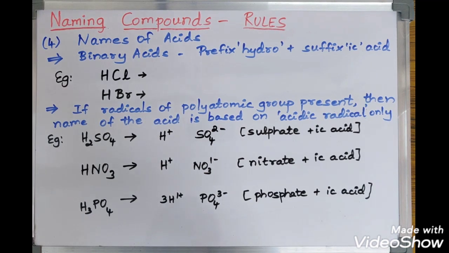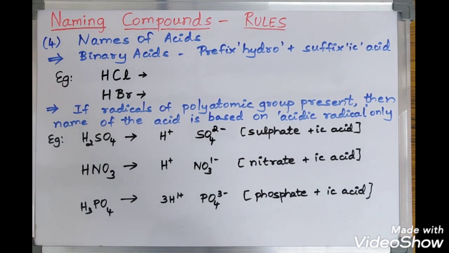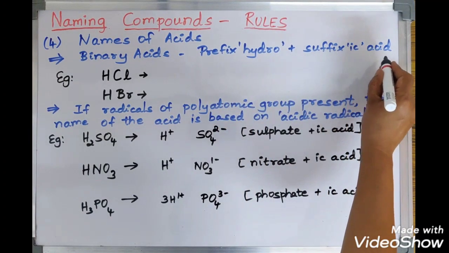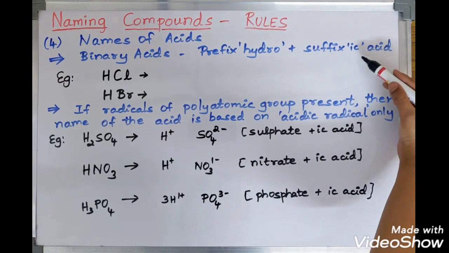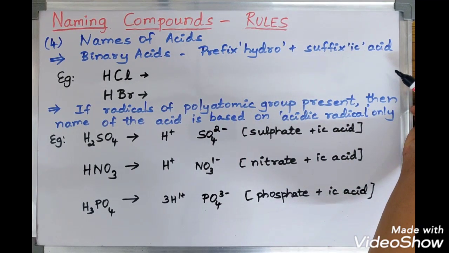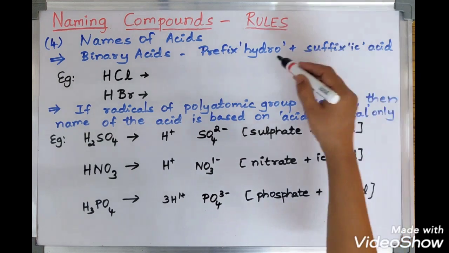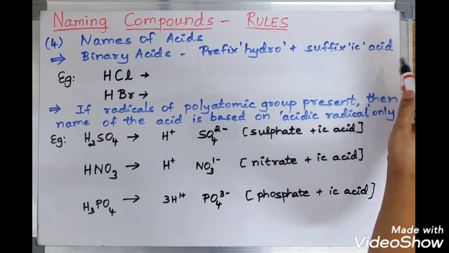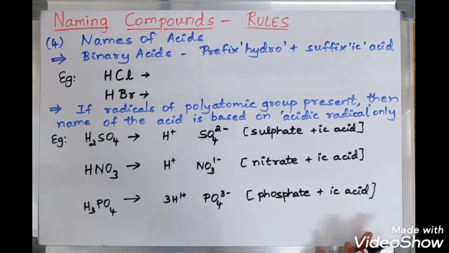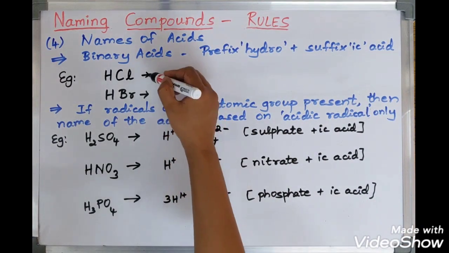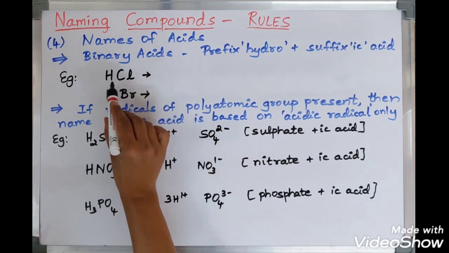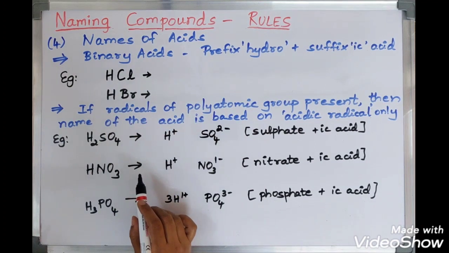So when we have binary acids, we add the prefix hydro to it and the suffix ic acid. You can also call it ic acid. So when it is a binary acid, we have two things, prefix and suffix. The prefix is hydro, the suffix is ic acid, you write it as. Now let us learn this with the help of some examples. We have HCl here. So we know it is made up of only two elements, binary acid.